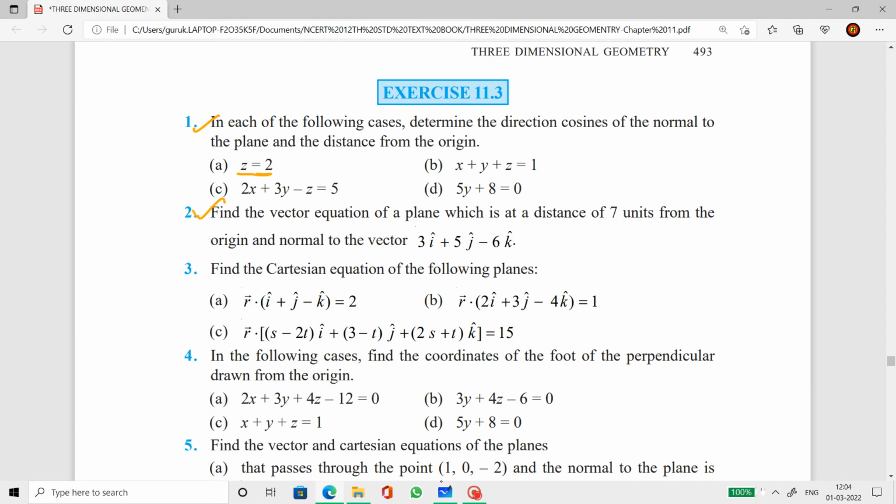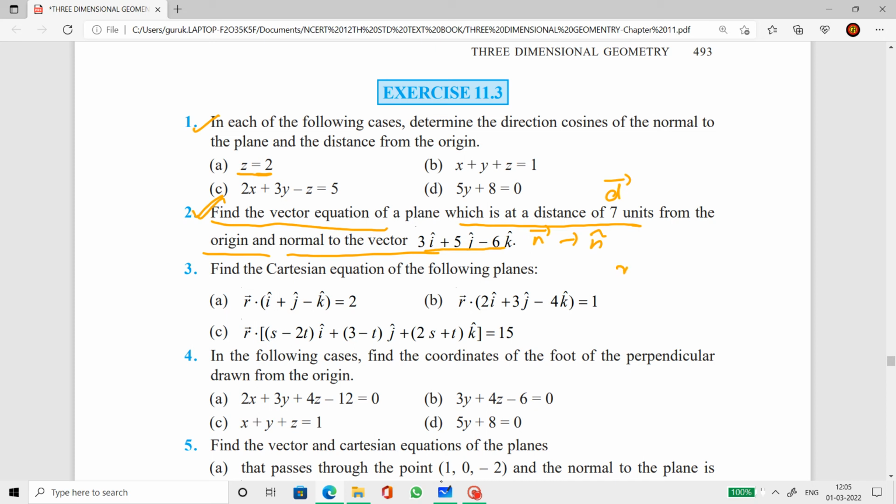Now coming to the second question. Find the vector equation of a plane which is at a distance of 7 units from the origin and normal to the vector. So here the distance is given to us, correct? The normal is given to us but not the unit normal, correct? So let us find the n cap of this. That means just find the magnitude of this vector.